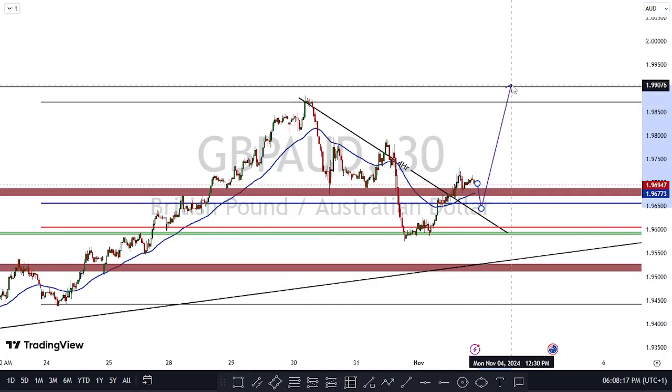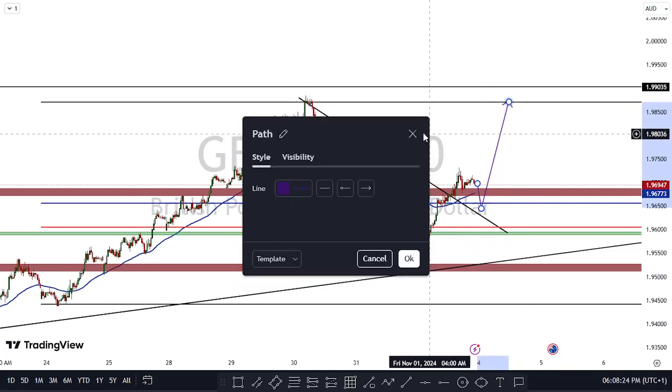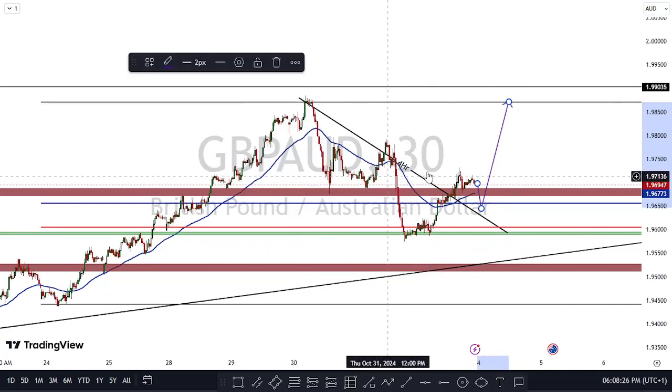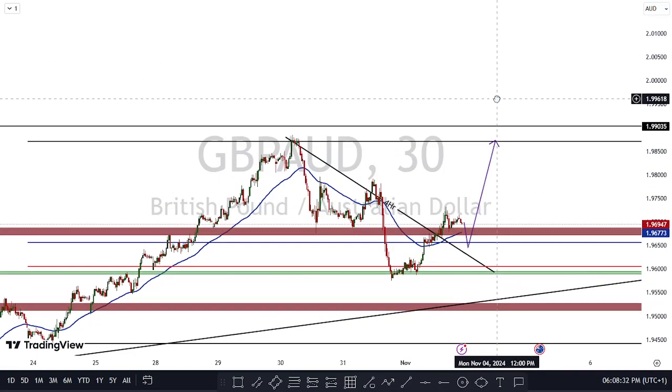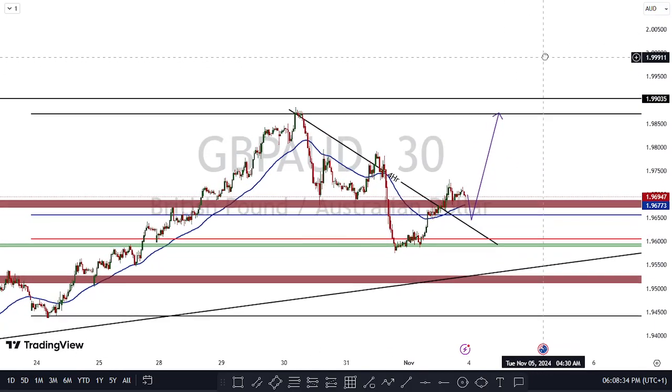This is the next level target for GBPAUD, but I'll keep my profit targets here because of this massive push to the upside. But this will be the next level target for GBPAUD, guys. If we break here, then we keep pushing up.